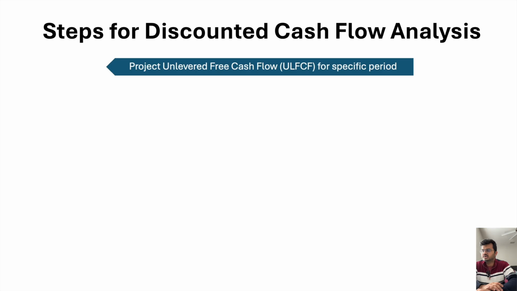The first one is calculating or projecting the unlevered free cash flow for a specific period. I mention a specific period because whenever we do a discounted cash flow analysis, we project the free cash flow for the next 5 years, because projecting 10 years or even beyond might not be very feasible, as the business model might change. So pretty much as a standard, we project it for 5 years.